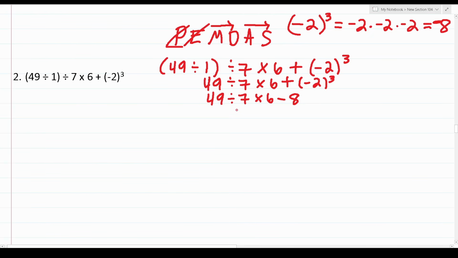49 divided by 7 is 7, so this is 7 times 6 minus 8. 7 times 6 is 42. This is 42 minus 8. 42 minus 8 is going to be 34, if my math's not mistaken. All right, so that is another instance of using the order of operations. All right, so that's that one.